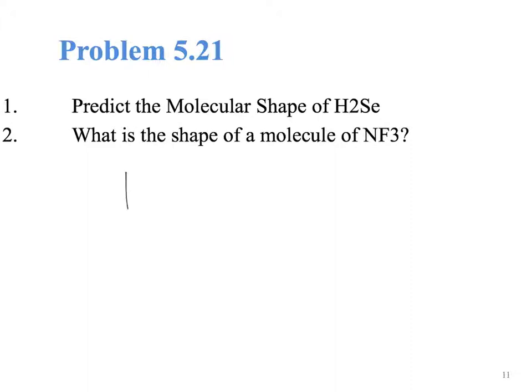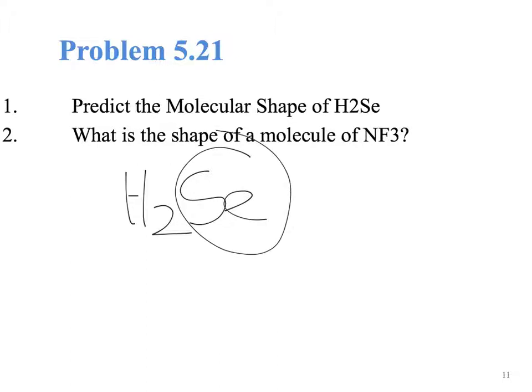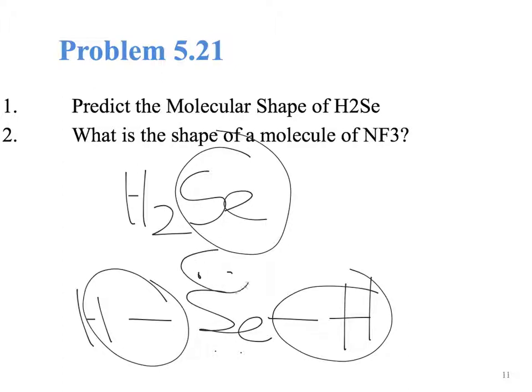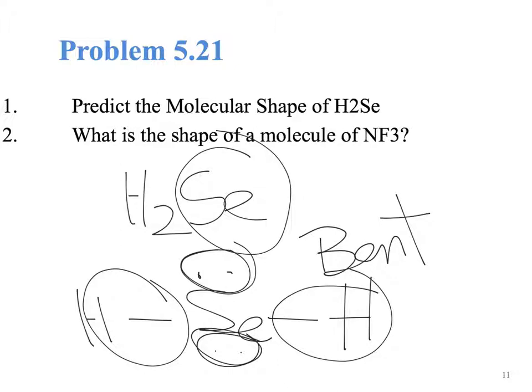So for example, H2S, we learned that the central atom is going to be this one because it can make more bonds. So when we do the electron dot formula, we realize that it looks like this. So we have 1, 2, 3, and 4 groups. Out of those 4 groups, 2 are non-bonding. We go back to our table and we realize that the shape of this molecule is going to be bent.